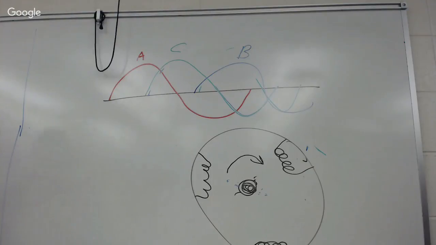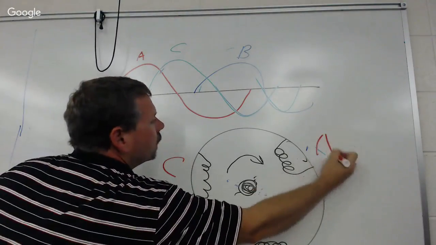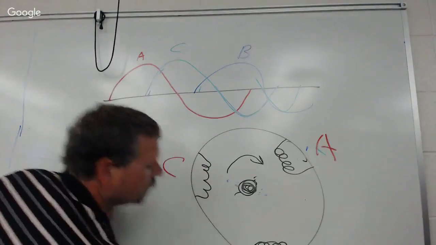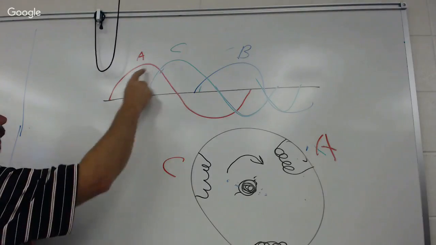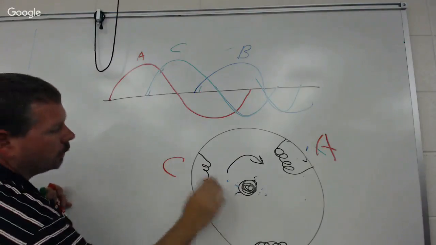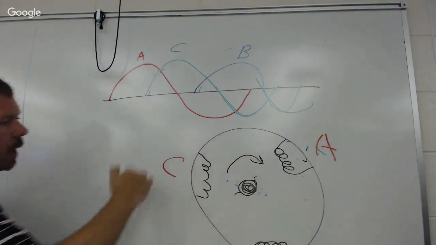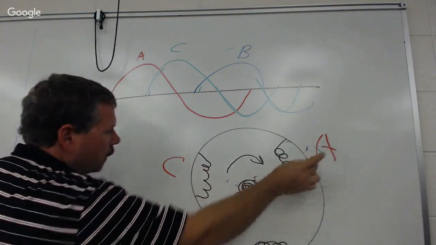That's what markers are for. Let's put C back here. And let's put A here. And let's put B down here. So I swap any of the two power leads. And so now when I swap the wires, phase C is leading A. Because the coils are stationary, all I did was move the wires that feed the coils, right? These coils don't go anywhere. I just rearrange the wires feeding them.